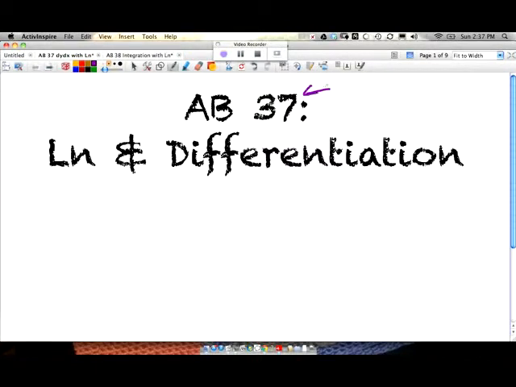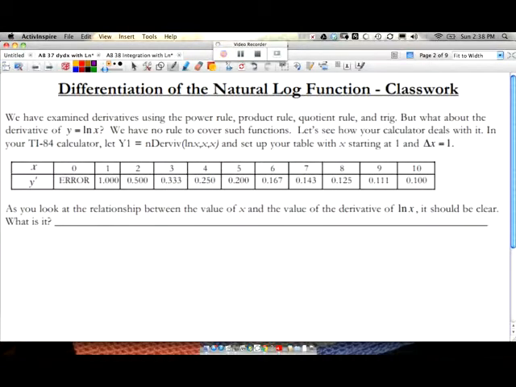All right, calculus, we are looking at AB 37 here, which is the natural log function and focusing primarily on differentiation. So let's see an interesting relationship here between the natural log function and its derivative. So this is what I want to look at.